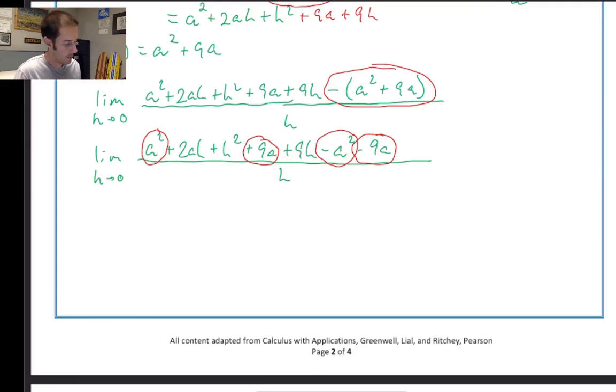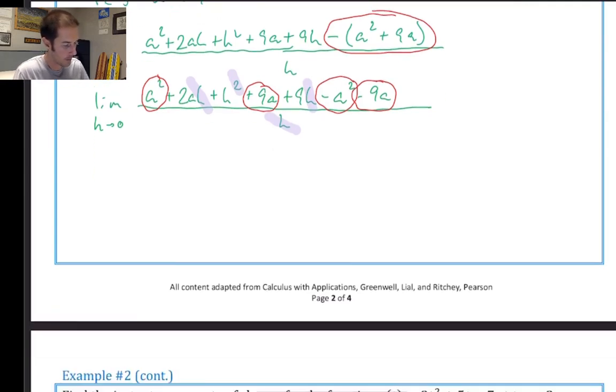In an effort to save some space, let's go ahead and do that now. I'm going to cancel out this h, which means I have to distribute my division. Please don't forget that. In this term, this h is going to cancel. In this term right here, only one of those h's is going to cancel, so I'm going to cross out the exponent so that we only have h to the first power remaining. And this next term, the plus 9h, that h will cancel. And let's write down what we have left. Still the limit.